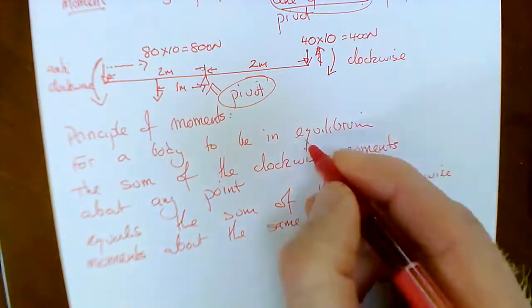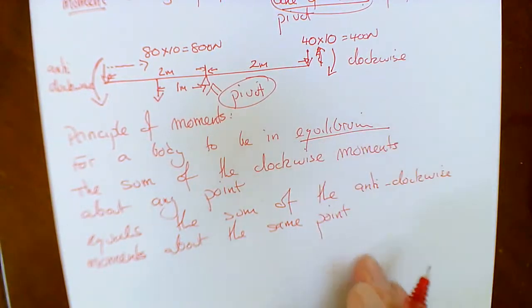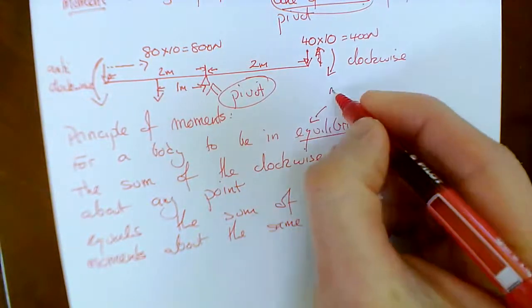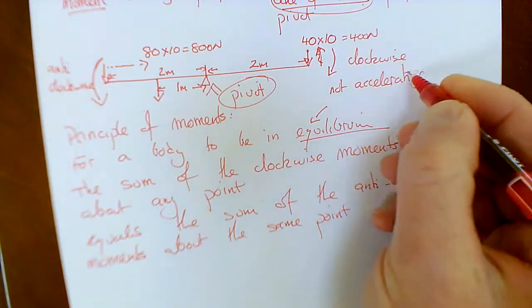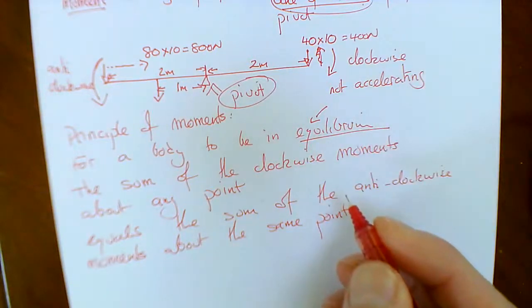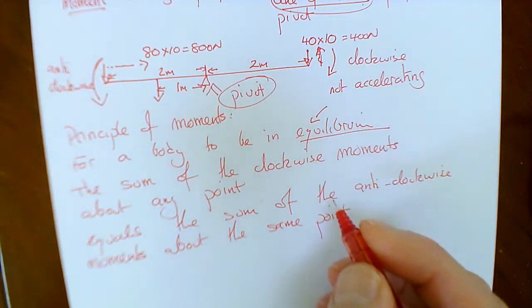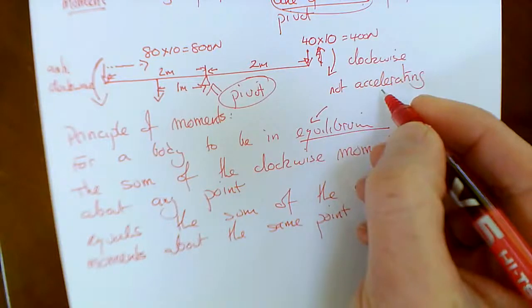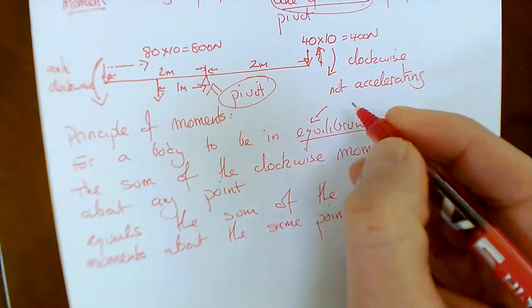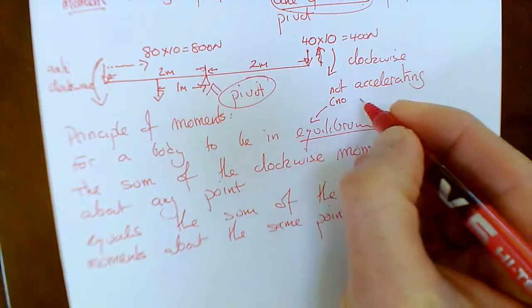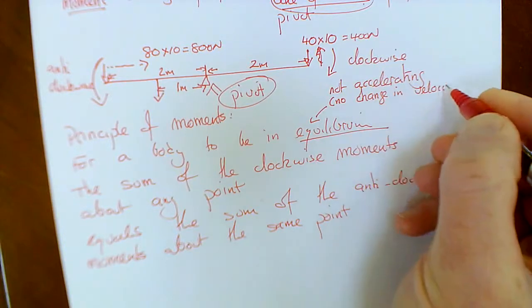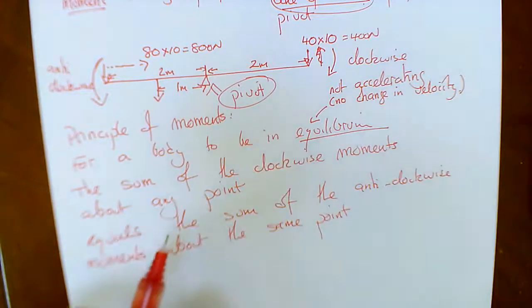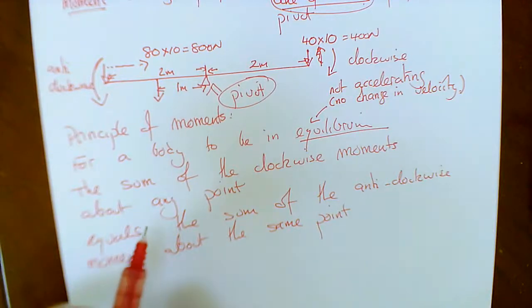So, what do we mean by equilibrium? Well, equilibrium means not accelerating. You've come across this with forces before. Now, it might be that it isn't moving, but it doesn't have to be stationary. It's just not accelerating. Acceleration is the rate of change of velocity, which means if it's not accelerating, there is no change in the velocity. And note I'm saying velocity, not speed, but velocity.